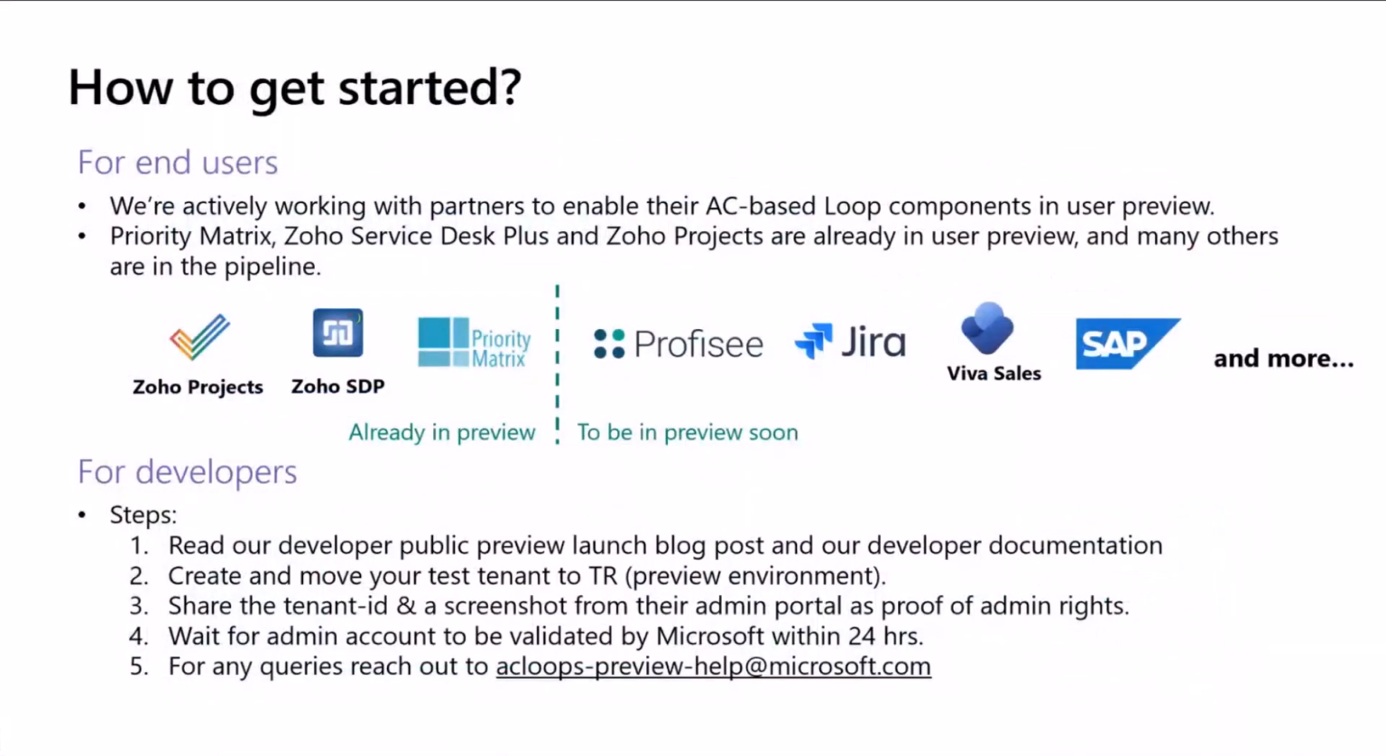Then I'll move on to the slide which you'll be more excited about, which is how to get started. For end users, we are right now actively working with a lot of partners, first party and third party, to enable adaptive card-based loop component experiences. We are in a developer preview right now, and we announced it in August, and we are seeing some good participation from the developer community as well. Priority Matrix, Zoho SDP, and Zoho Projects are a few partners with whom we have already enabled the experiences in preview. And on the right side of the line, which I've drawn, we have Jira, Proxy, Viva Sales, SAP, and many more partners with whom we are building their first set of loop components.